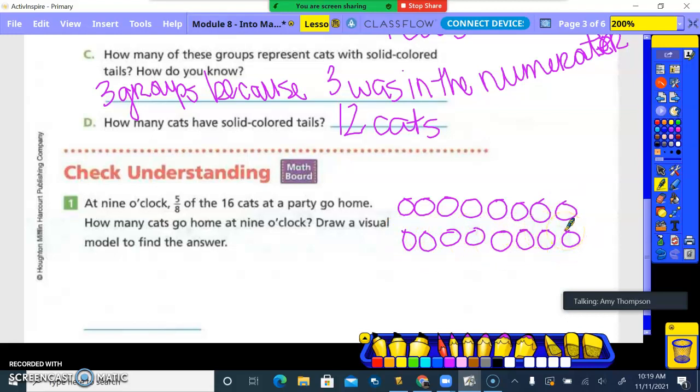Okay, now we're still using the numerator, and the numerator tells us how many columns to color in, right? So how many are in the numerator? 5. So we need to color in 5 columns, correct? Okay, so I have my 5 columns colored in because columns go this way, right, guys? And then the rows go this way. So how many total circles do I have colored in? 10. And what's my label? Cats.